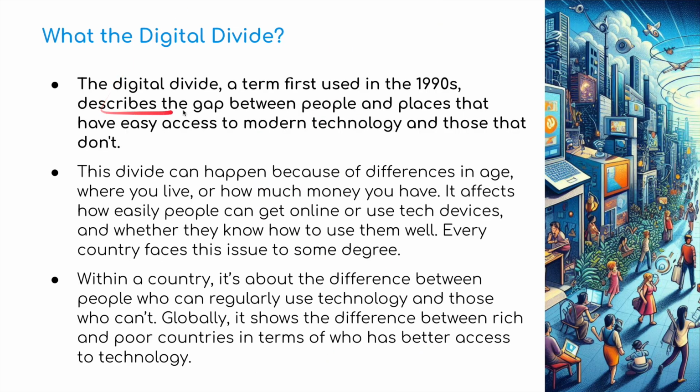Okay, here we go. The digital divide, a term first used in the 1990s. It describes the gap between people and places that have easy access to modern technology and those that don't. The divide can happen because of difference in age, where you live, or how much money you have. It affects how easily people can get online or use tech devices, and whether they know how to use them well. Every country faces this issue to some degree. Within a country, it's about the difference between people who can regularly use the technology and those who can't. Globally, it shows a difference between rich and poor countries in terms of who has better access to technology.